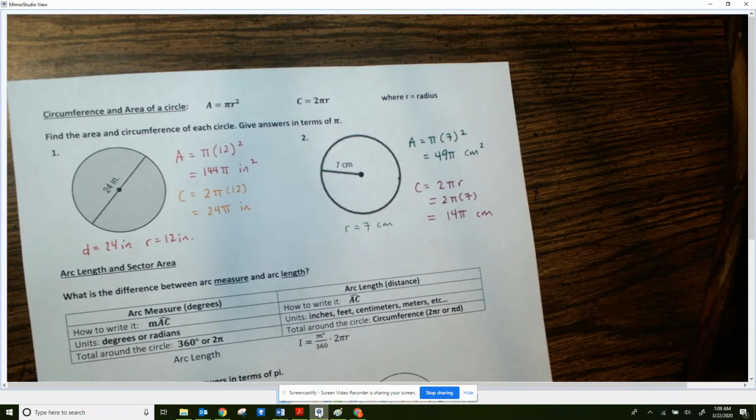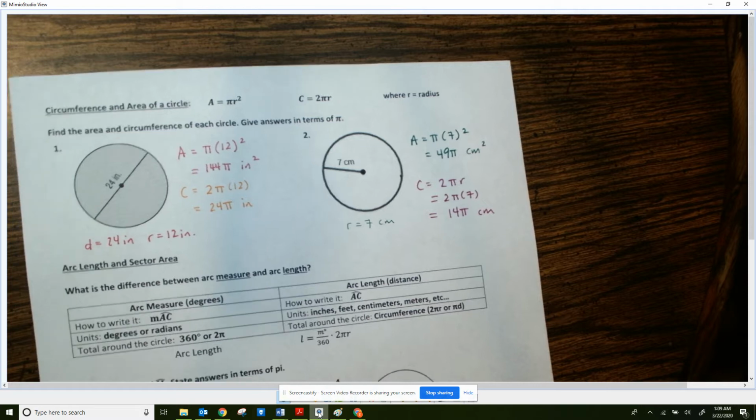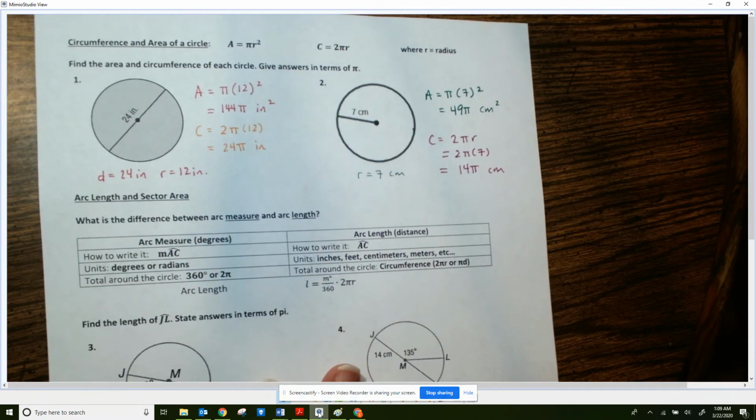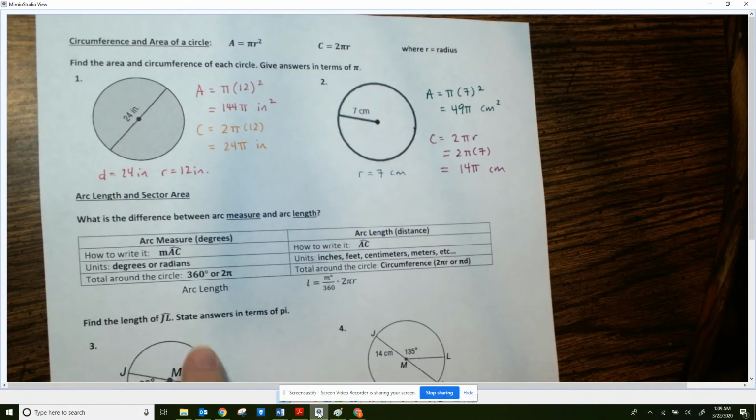Now, we've already talked about the measure of an arc. Now, remember, a circle is 360 degrees. So all the way around is 360 degrees. So a piece of that for the measure would be the degree. And so you can see arc measure. So when we're talking about the measure of an arc, that's our degrees, or it could be radians if we wanted to. So remember, around the circle is 360, or 2 pi if we're in radians.